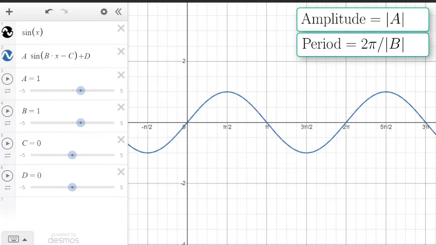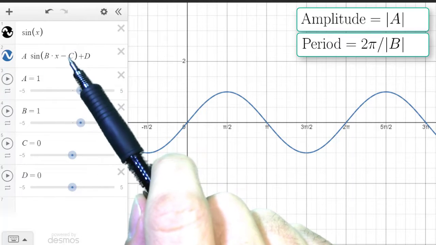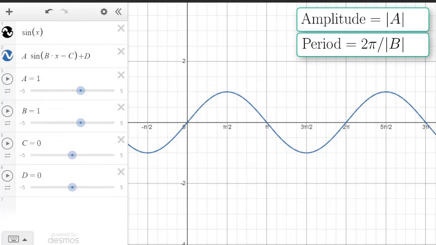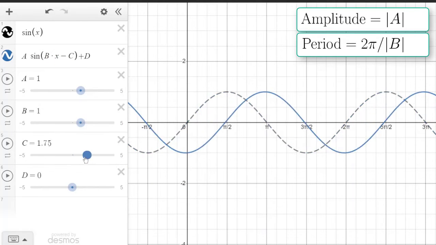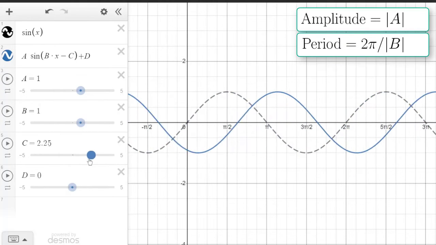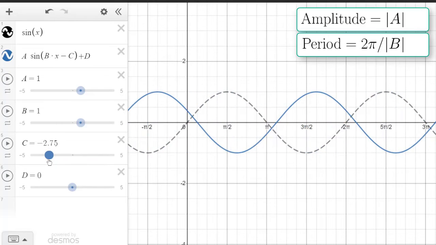All right, let's see what this parameter c does. Notice that c is the parameter that's being subtracted from the x inside of the trig function. Well, when I adjust c, I see that we have a shift of the graph. When c is positive, I shift the graph to the right. When c is negative, I shift the graph to the left.